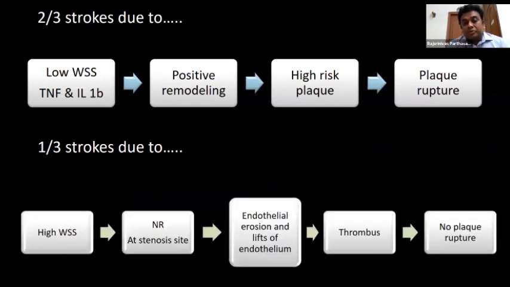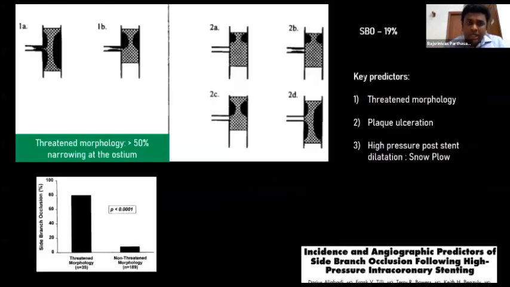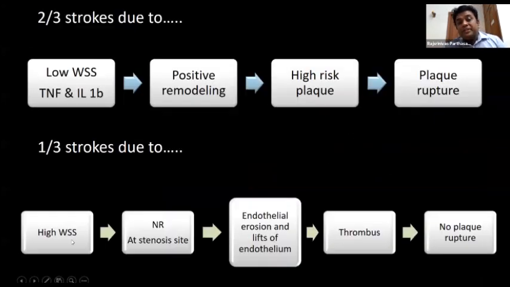Whereas in one-third of strokes, these are negatively remodeled arteries. In negatively remodeled arteries, the lumen is narrow. Wherever the lumen is narrow, the shear stress is extremely high. This high shear stress causes endothelial erosion and lifts the endothelium off the underlying matrix. When this happens, thrombus forms. Here, there is no plaque rupture; rather, it is just endothelial erosion. So in clinical practice, we see a lot of these negatively remodeled arteries. These are arteries which are prone to erosion and thrombus formation, not plaque rupture. That is something to bear in mind.